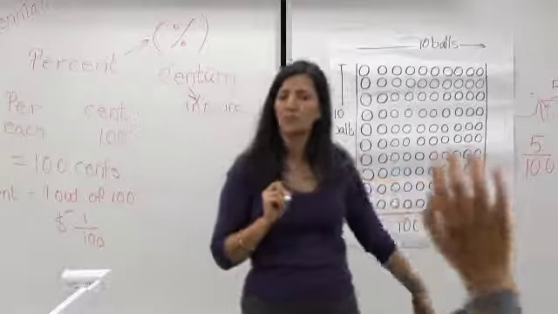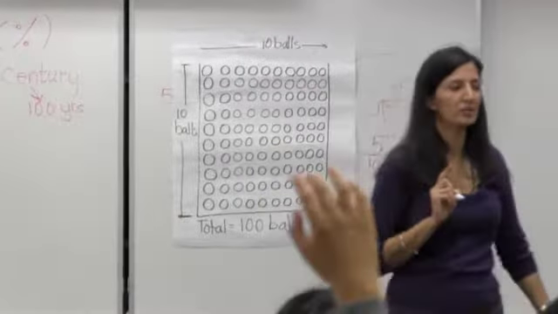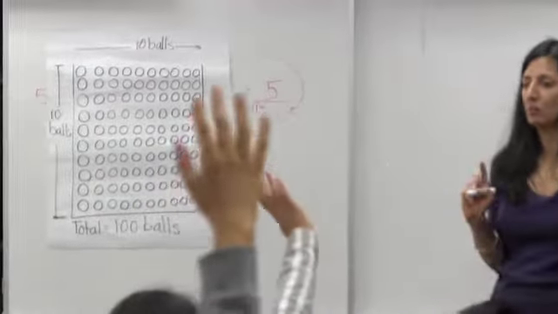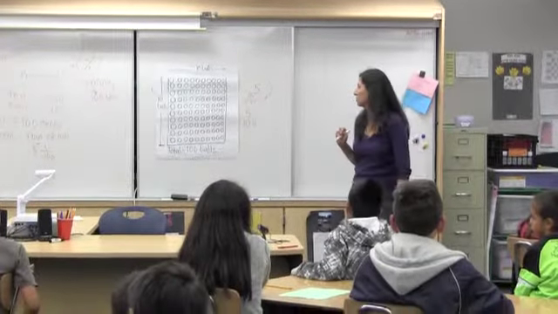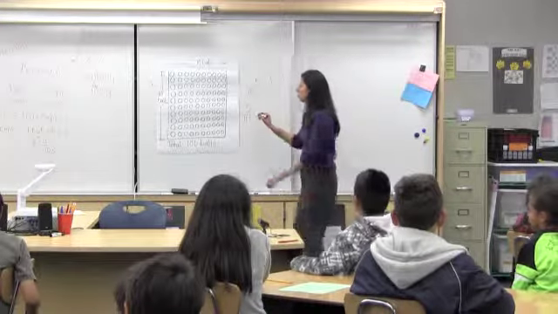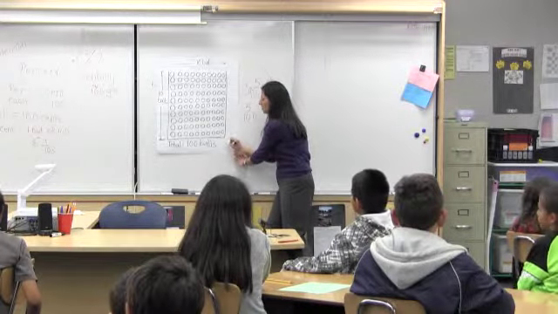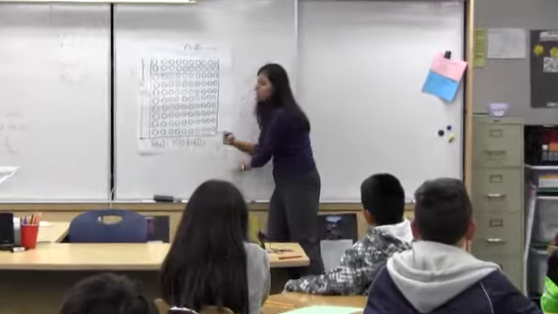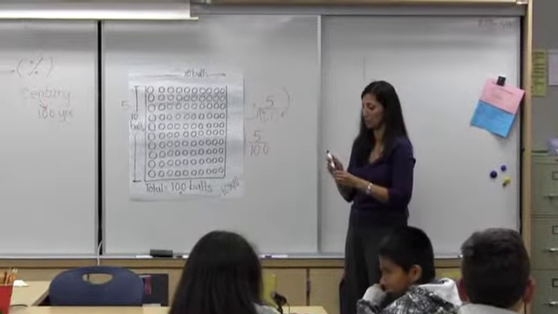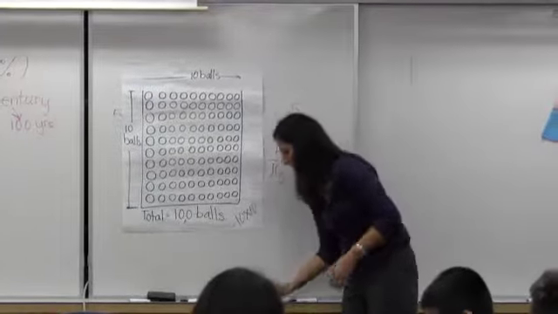What kind of operation can I use to figure that number out? Tatiana? Multiplication. I can use multiplication. So it tells me if I do 10 times 10, it will give me 100 balls, 100 balls in all. Okay? Now look at this.